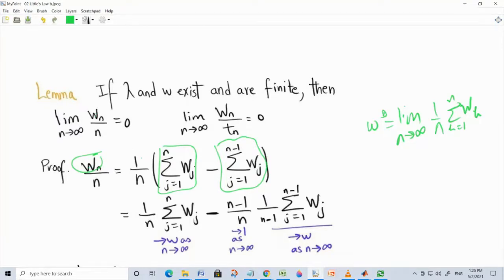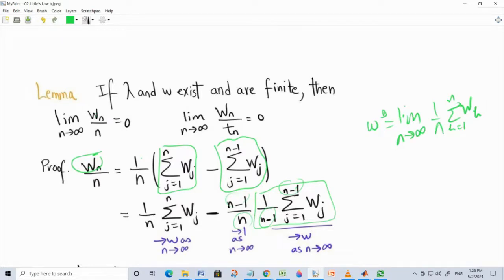So we have 1 over n, then the summation g from 1 to n of Wg. Well, that by assumption will go to W. Then we have a summation with 1 over n, and basically there is 1 over n here, and then there is n minus 1 here again. We can just multiply and divide by n minus 1, so that we have matching between the number of terms in the summation and the factor that we are dividing by. So this also will give us W.